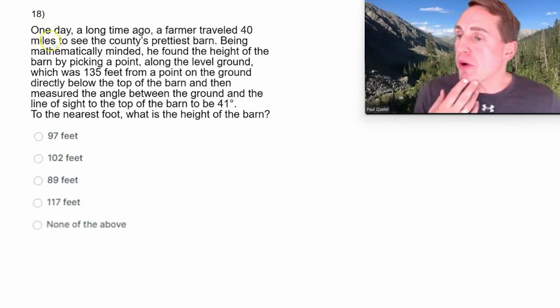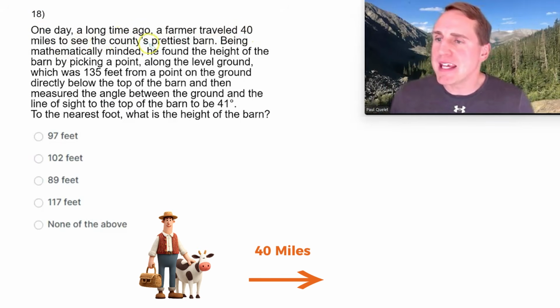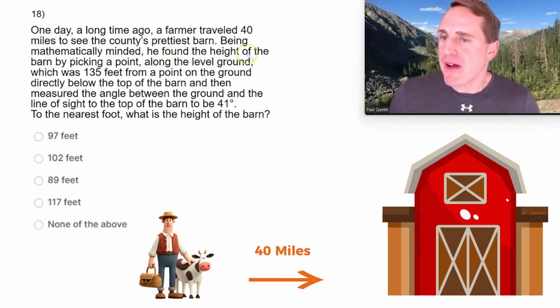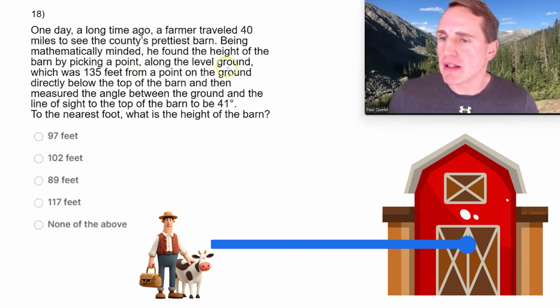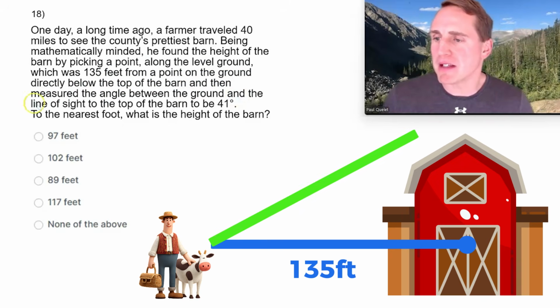Let's move on. For number 18, one day, a long time ago, a farmer traveled 40 miles to see the county's prettiest barn. Being mathematically minded, he found the height of the barn by picking a point along level ground, which was 135 feet from a point on the ground directly below the top of the barn, and then measured the angle between the ground and the line of sight to the top of the barn to be 41 degrees. To the nearest foot, what is the height of the barn?